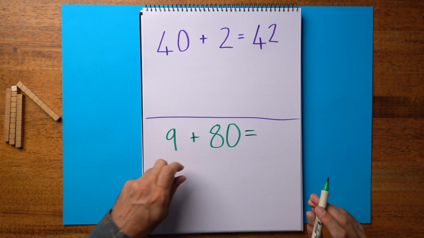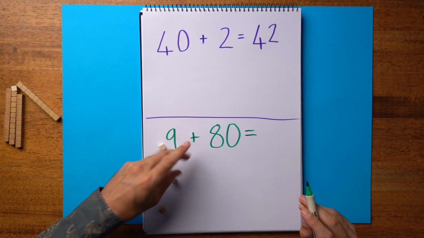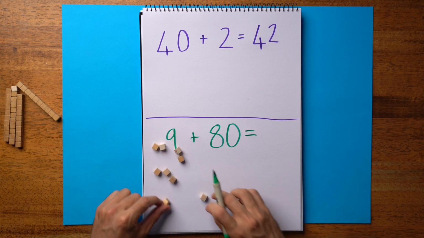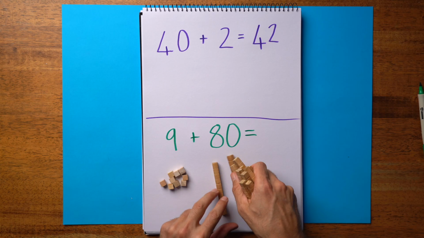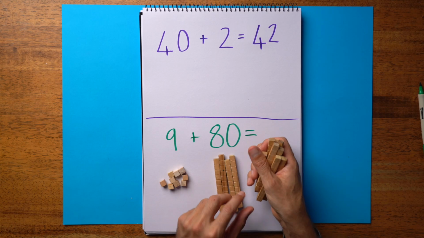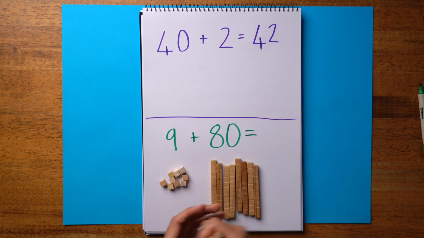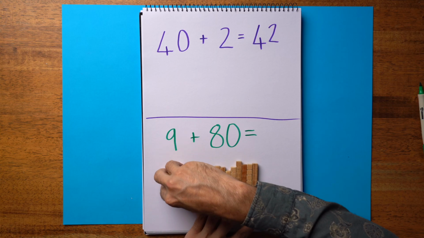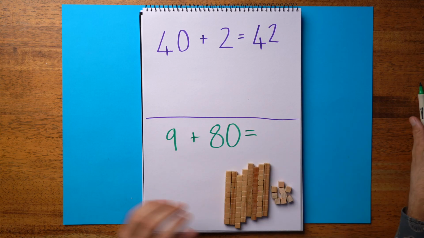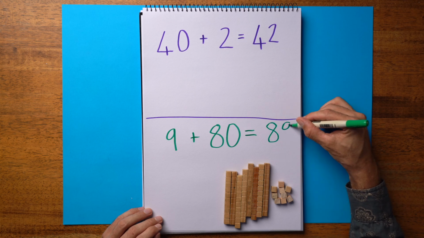So I need to combine 9 ones, 1, 2, 3, 4, 5, 6, 7, 8, 9, dropping them everywhere, 9 ones, and 8 tens, 1, 2, 3, 4, 5, 6, 7, 8. There we go. Bringing these numbers together is quite easy. I'm just going to put the ones around on this side because that's the way we write the number. And we've got, of course, 8 tens and 9 ones.